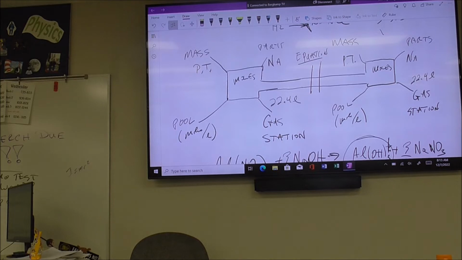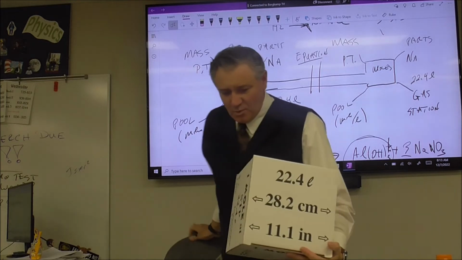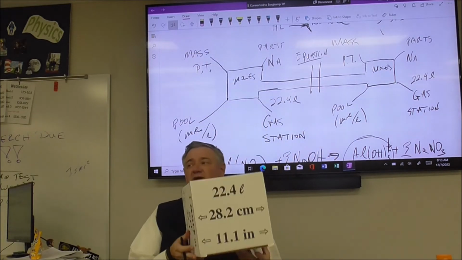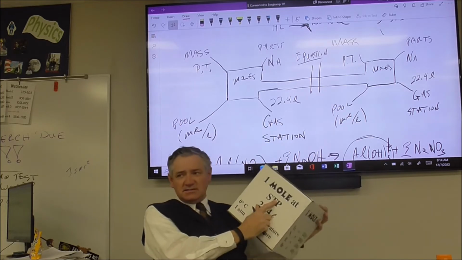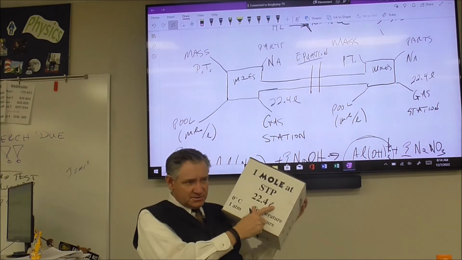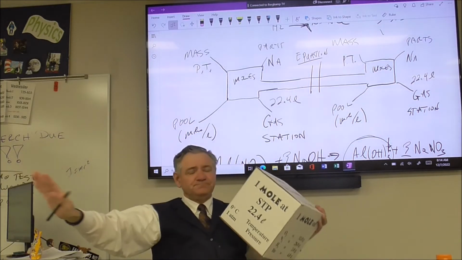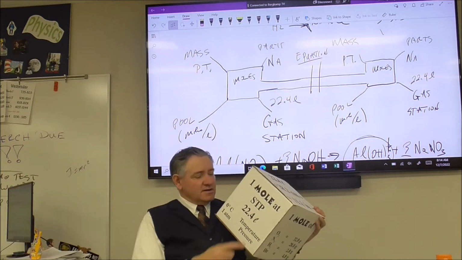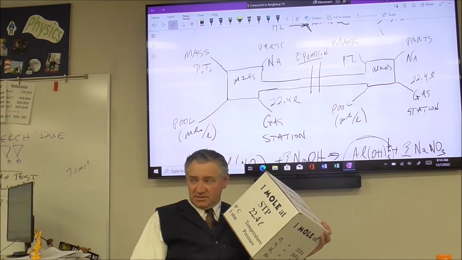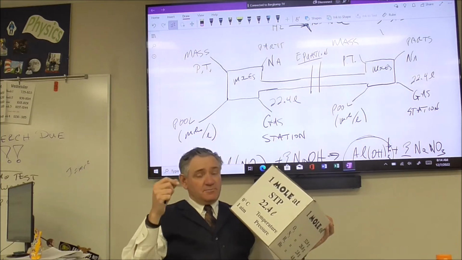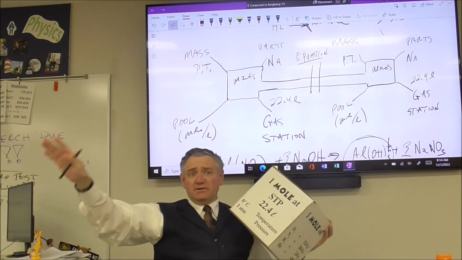So 22.4 liters is this. If you have 1 mole of a gas, and this is going to be important, under what we call STP. STP stands for standard temperature and pressure. In gas laws, you don't need to know this, I'm just pointing this out. You'll learn more about it in Chem 2. Standard temperature and pressure means that your temperature is 0 degrees Celsius, which is really cold, and the pressure is 1 atmosphere. You've dealt with pressure before.